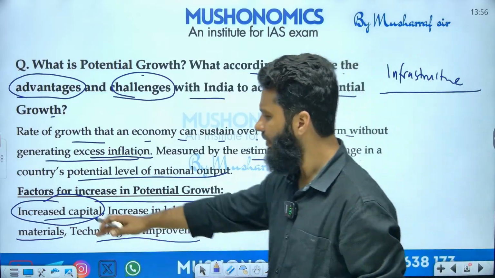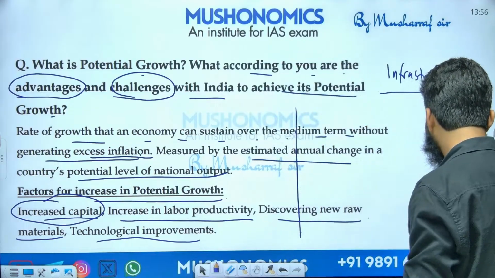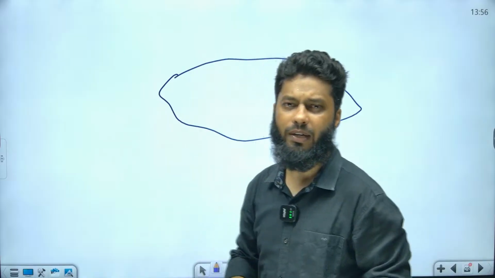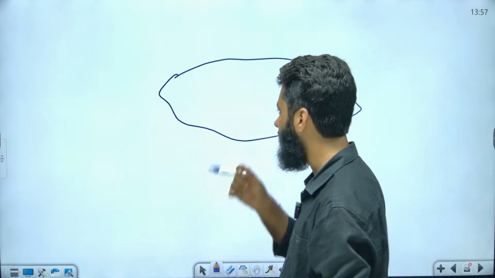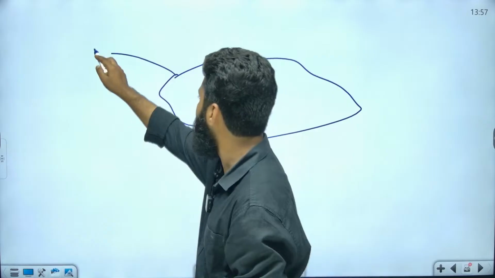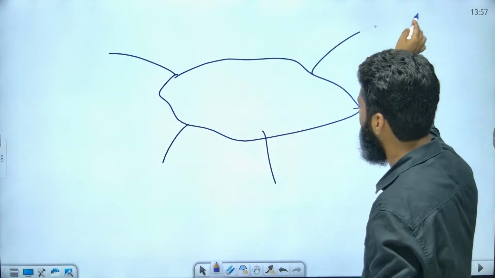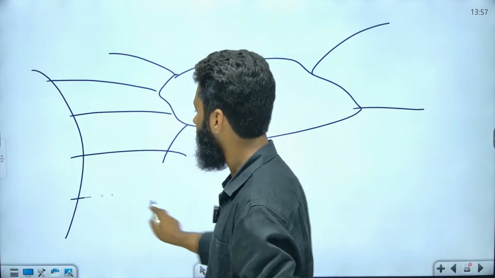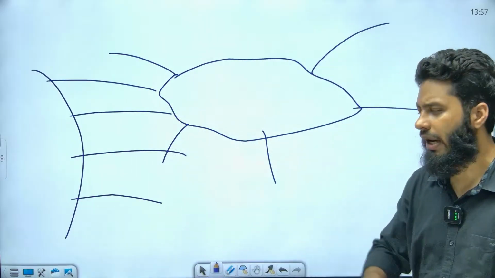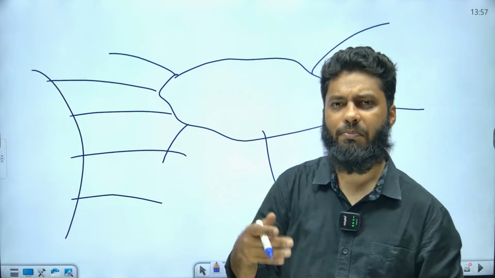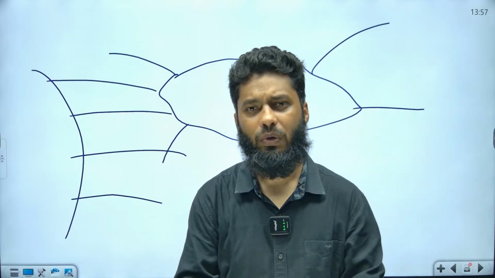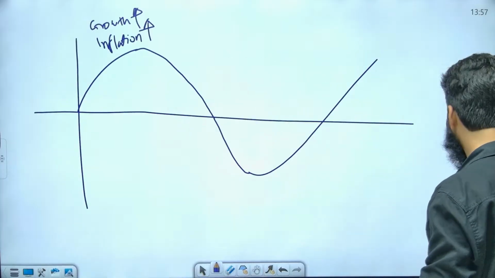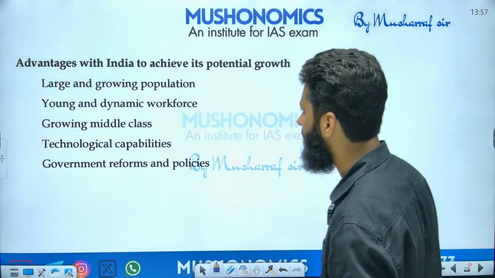Now, since we have already seen how we can represent these things, these are the factors to be considered for enhancement of potential growth, and maybe we can write about these 4-5 points like this, or we can write like this. This is how we can write. I'm not focusing on representation now, because in previous sessions we have discussed how to represent an answer. Today the focus is to understand the dimensions as much as possible.